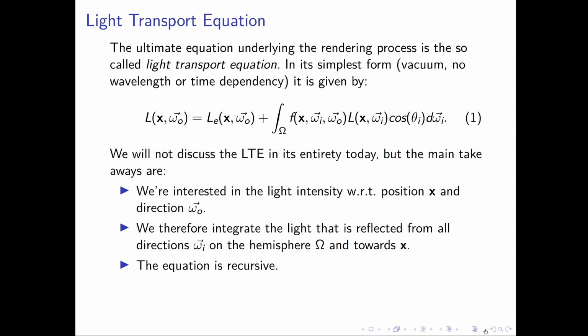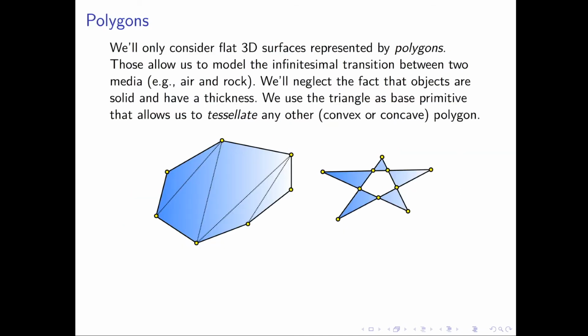Here, let me rush over some basic concepts real quick. When we're talking about objects, we make the simplifying assumption that we're only concentrating on opaque objects, so there's no light that can actually enter the object. And we're also assuming that the objects are inside a vacuum. And therefore, we can concentrate on this infinitesimal transition between object and vacuum, and we can model that as a surface that is represented with polygons.